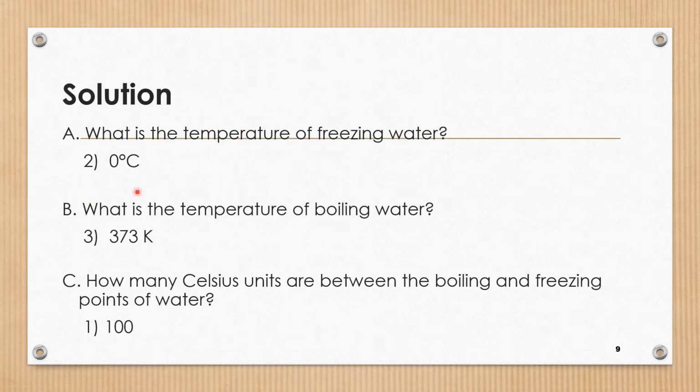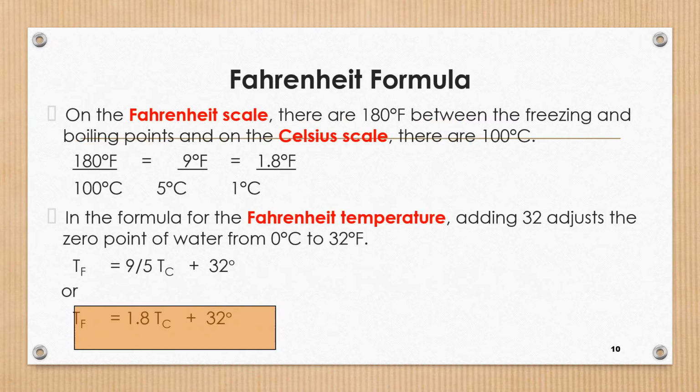Here are the answers. Okay. So, the solution. Do I need to discuss what is the temperature of freezing water? 0 degrees Celsius. What is the temperature of boiling water? 373 Kelvin. And how many Celsius units are between the boiling and the freezing points of water? The answer is 100.